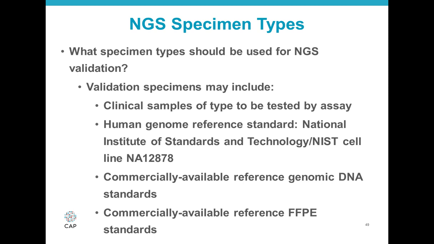Commercially available reference materials may also be used for next generation sequencing validations, and there are many of these available. I didn't list any specific companies, but they're pretty easy to find, and we've used many of these in my own laboratory for validation purposes. You can use the very well characterized human genome reference standard, the NIST cell line NA12878. There are many commercially available reference genomic DNA standards that have different types of variants at known variant frequencies, including very low allele frequencies to help you test your lower limit of detection in your assay. And there are also a number of commercially available reference FFPE specimen standards with known allele frequencies and variant types that you can use if your assay is designed to detect variants in FFPE tissues.